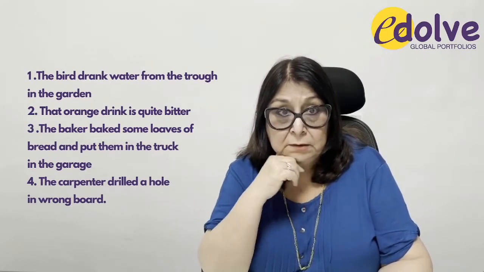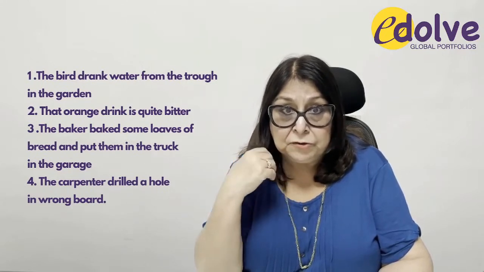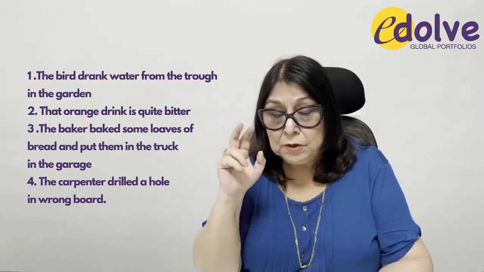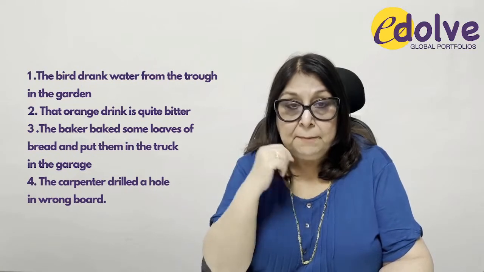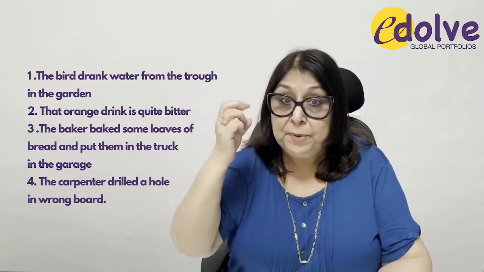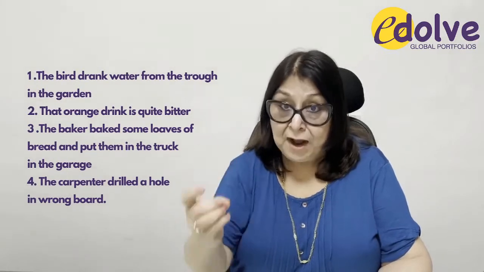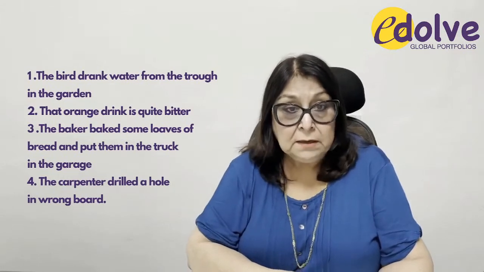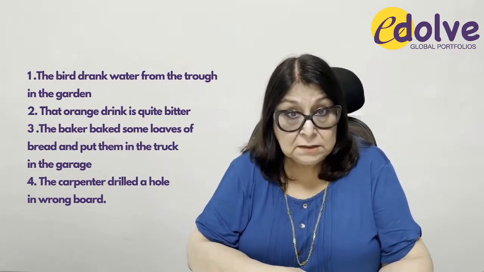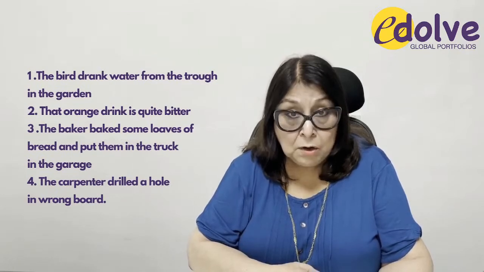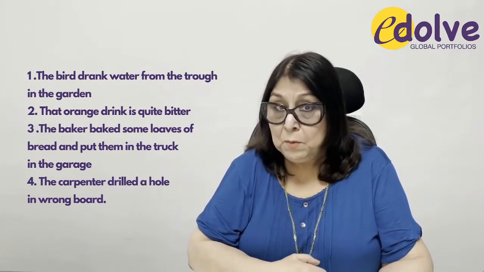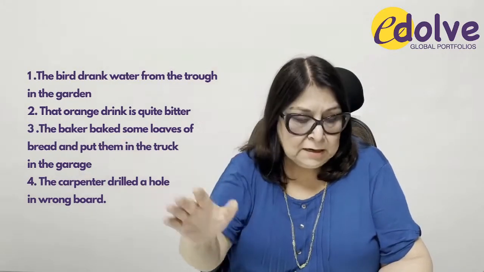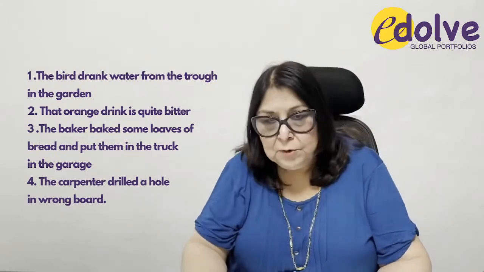Now, what's the next one? Orange. Drink. Bitter? No way. That's 2 more. So 3 and 2. Baker baked some loaves of bread, put them in the truck, in the garage. 3 there. And finally, the carpenter drilled a hole in the wrong board. So there's 2 more. So 3, 2, 3, 2. All told, 10. Hope you got the math right. So yes, there were 10.